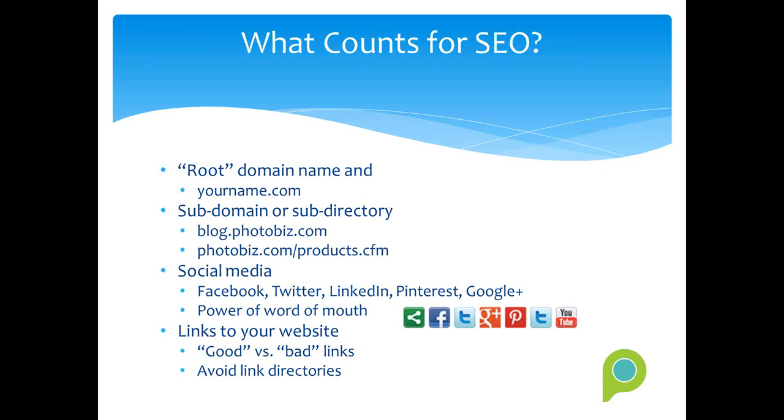That has now changed as Google and Bing have consistently updated their algorithms. Now they work the same. So as you can see, two examples from PhotoBiz, blog.photobiz.com. This is the PhotoBiz corporate blog set up as a subdomain, or photobiz.com/products. Now this is a link directly to our products page, and that's a subdirectory. Both of those URLs are considered part of the PhotoBiz web domain.